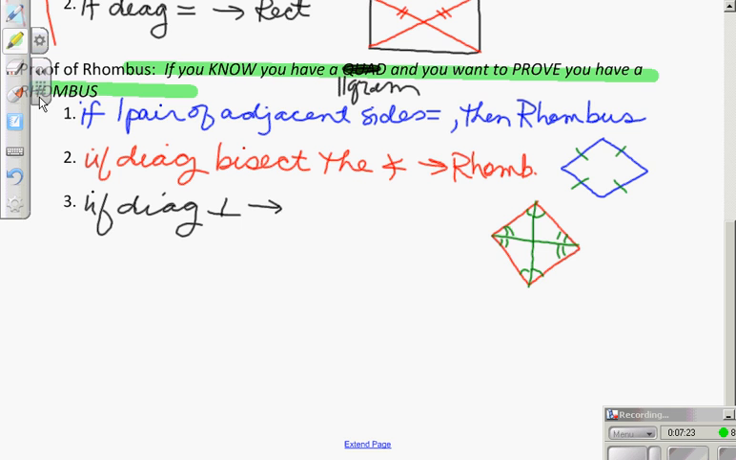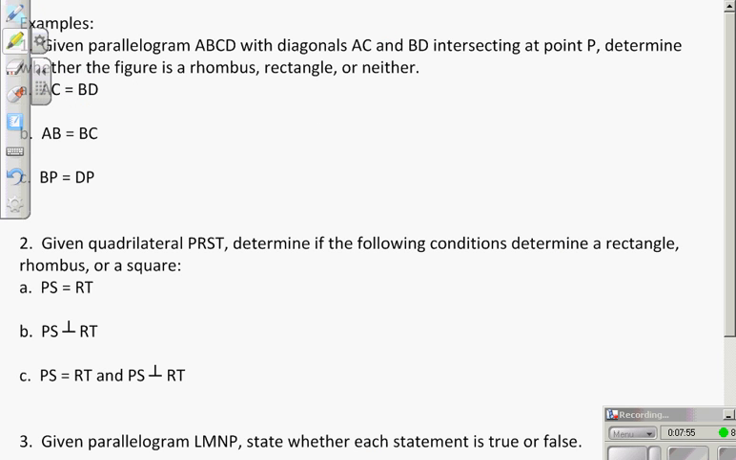And lastly, if the diagonals are perpendicular, then it's a rhombus. So if you have that rhombus whose diagonals meet at 90-degree angles, then if you have a quadrilateral, a parallelogram, you can say further that it is a rhombus because of the 90 degrees. That is all of the information for this section.